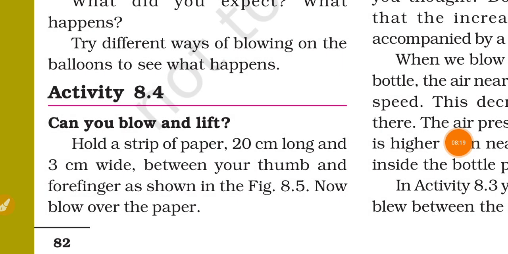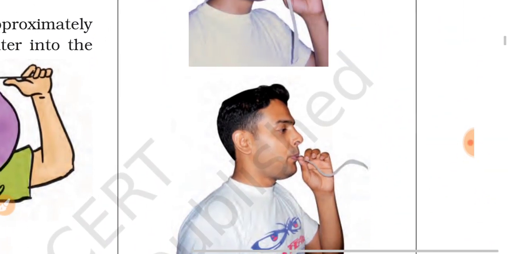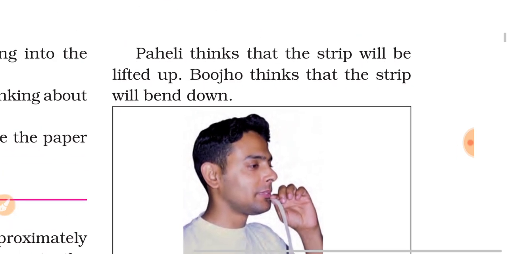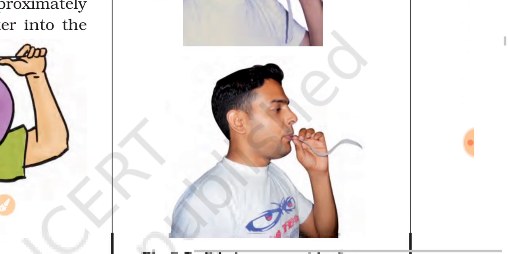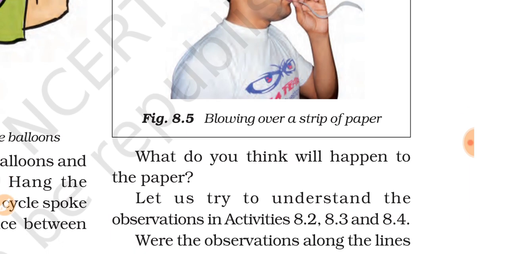Again, an activity. Okay. Can you blow and lift? Hold a strip of paper 20 centimeters long and 3 centimeters wide between your thumb and forefinger as shown in figure 8.59. Now blow over the paper. Okay, you have to take a strip and blow like that. Paheli thinks that the strip will be lifted up. Pujo thinks that the strip will be bent down. Some students think that it will go up and some think it will go down. What do you think? What will happen?